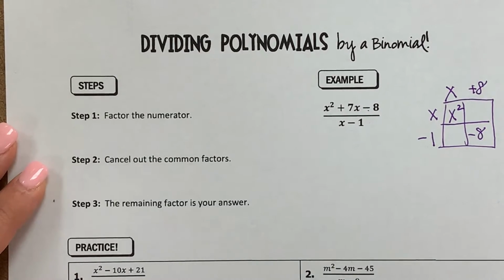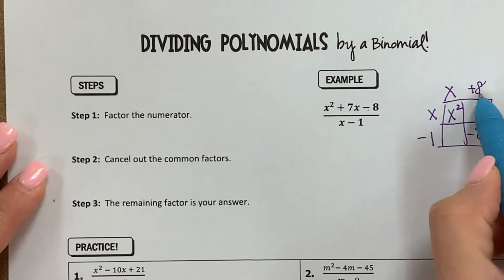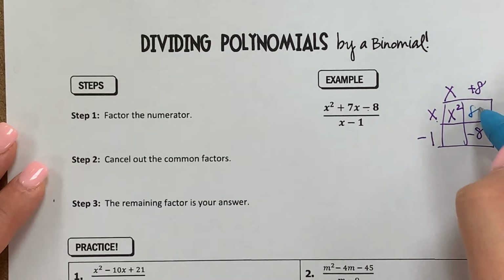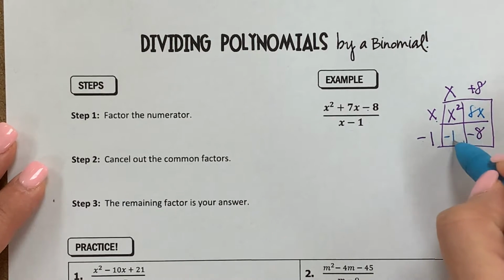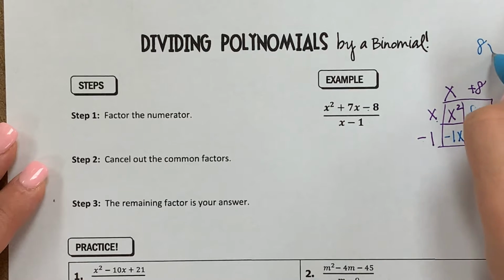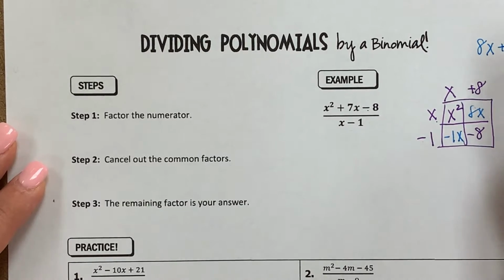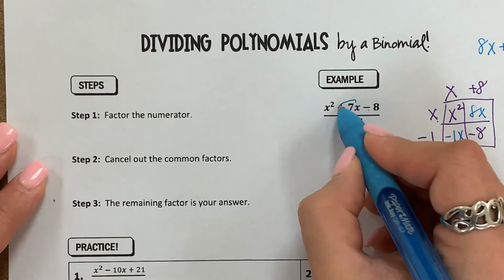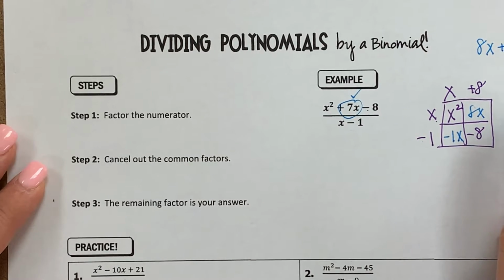We can always check ourselves by going back and doing multiplication. 8 times x is 8x. X times negative 1 is negative 1x. Add those together. 8x plus negative 1x equals 7x. Is that what we got here? Yes, that's how I know I did it correctly.